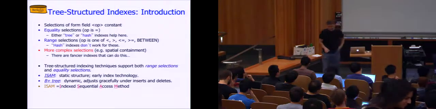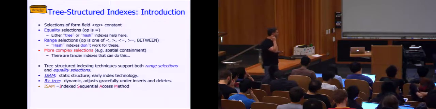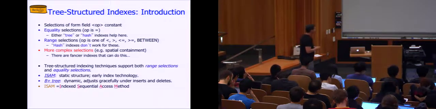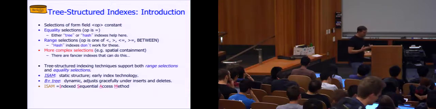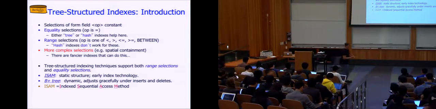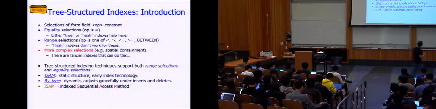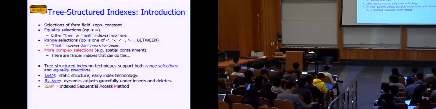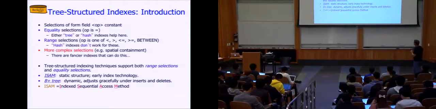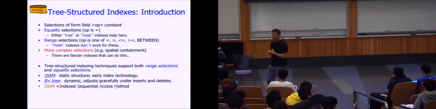Okay, so today we're going to talk about tree-structured indexes, which are the versatile, widely used workhorses of most database systems. The selections in any index are going to be of the form field, operator, constant. Examples might be equality, like department equals computer science. Either tree or hash indexes will tend to work there. We won't study hash indexes in the class, but there's a nice chapter in your book on linear hashing, which I encourage you to read.